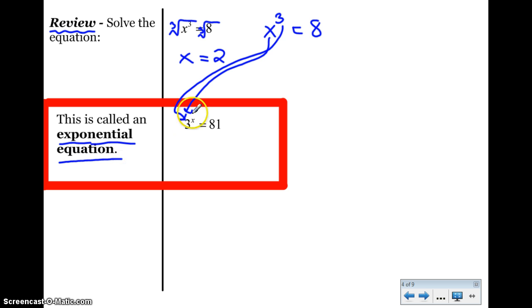They increase very, very fast. So what we're trying to do is, if I have a base of 3 instead of x, and I have an exponent of x, so these switch places, how in the world am I supposed to solve for x? Because x is now stuck in the exponent. Well, since we know this is called an exponential equation, we know the inverse of exponentials is logs.